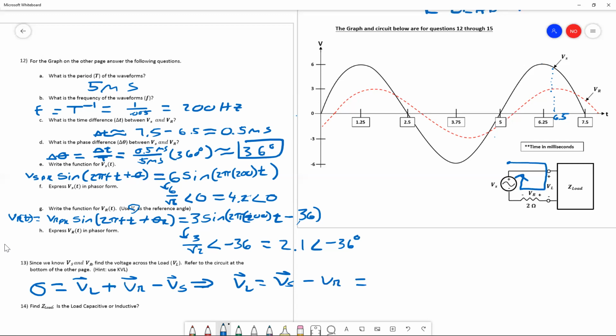That gives us 4.2 minus 2.1 angle negative 36, which gives us roughly 2.81 at an angle of 26.38 degrees. And that would be our load voltage.